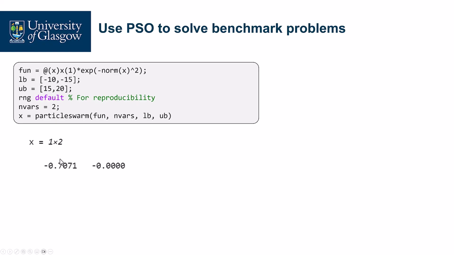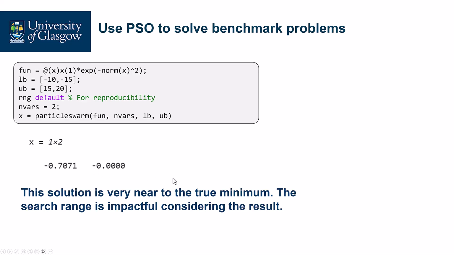We can see it here, right? The first one is minus 0.7, the second one is near 0. This solution is very near to the true minimum. So this means the search range is very impactful. Also, in real-world engineering, every design variable has a search range, so deciding the correct search range is important.